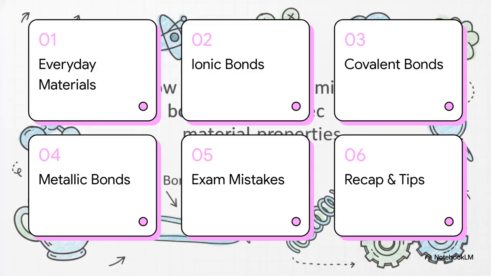So, here's our roadmap for today. We're going to cover the chemistry of everyday materials, break down ionic, covalent, and metallic bonds, correct some common exam mistakes, and wrap it all up with a final recap and some exam tips. We've got a clear path ahead, so let's jump right in.